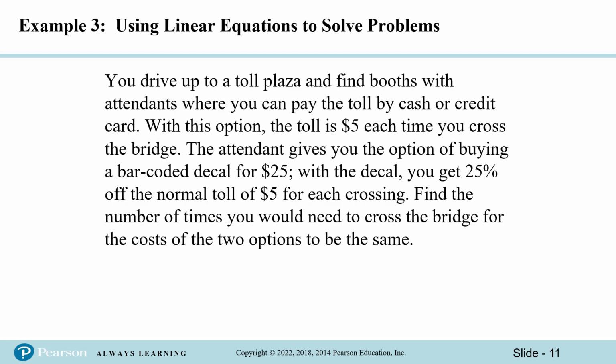You drive up to a toll plaza, find booths with attendants where you can pay the toll by cash or credit card. With this option, does it matter? No. With this option, the toll is $5 each time you cross the bridge. Okay. Anytime it says each, that means you're going to multiply times something, usually x. So option, we're going to call that option A. $5 each time you cross the bridge, where x is bridge crosses.